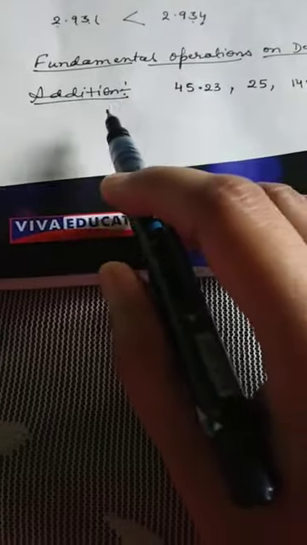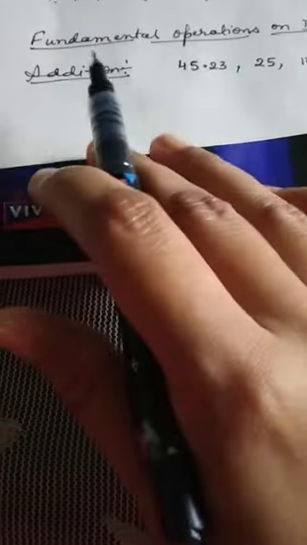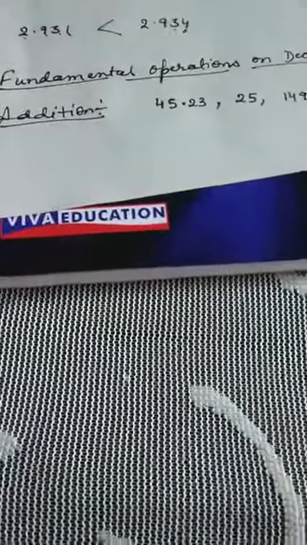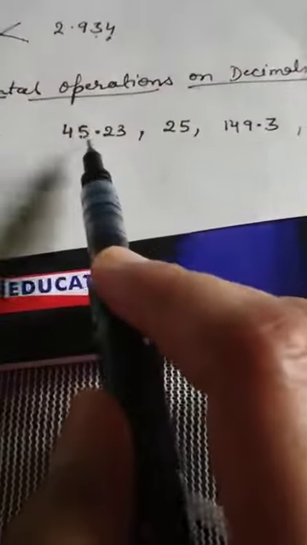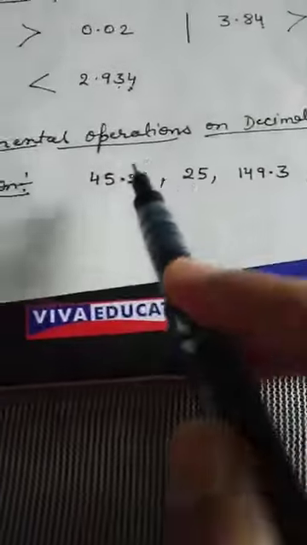Now we will discuss the fundamental operations on decimals. Fundamental operations like addition, subtraction, multiplication and division. So first of all, addition. How can we add decimal numbers? You can see different decimal numbers are there. We can add them.